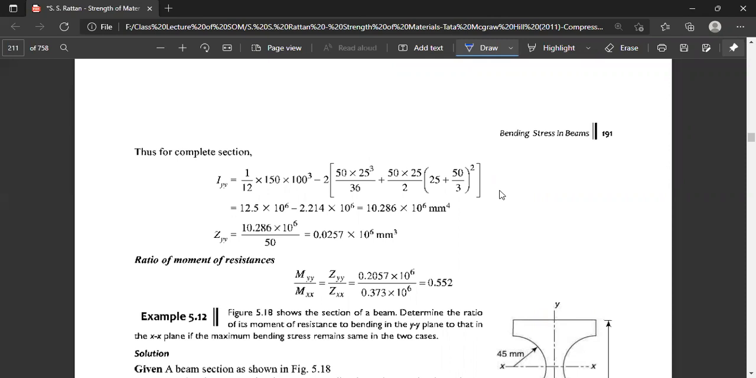So what we now want to calculate is the ratio of the moments of resistance, Zy to Zxx, both of them, and the ratio becomes 0.552. Okay, this problem is finished now. Let us go for the next problem.